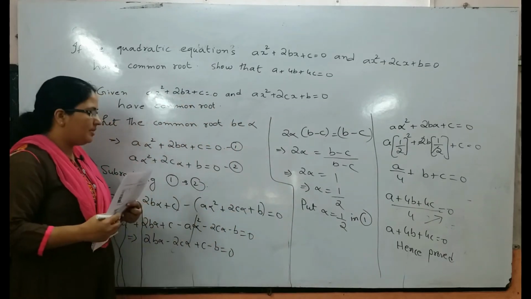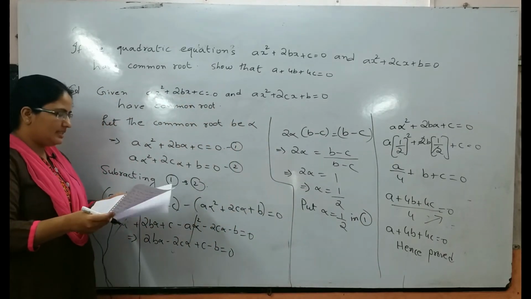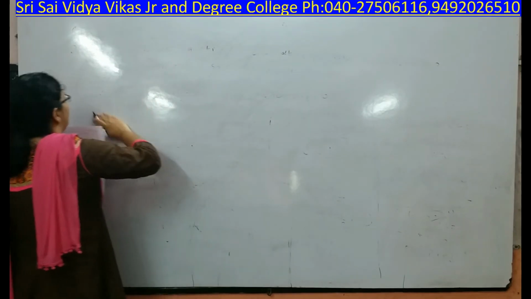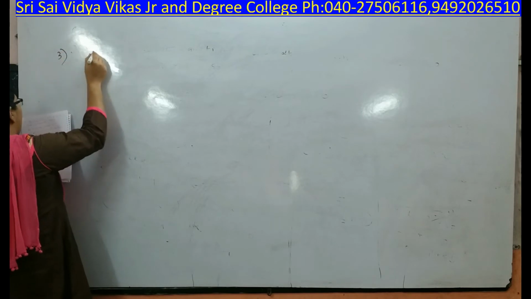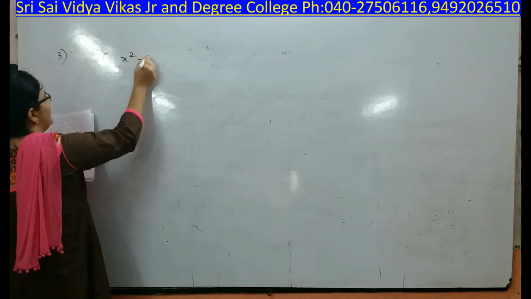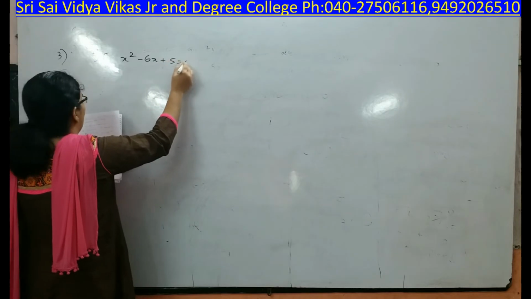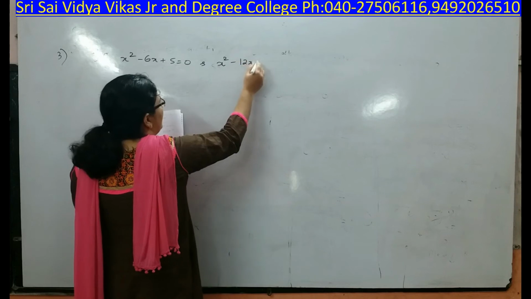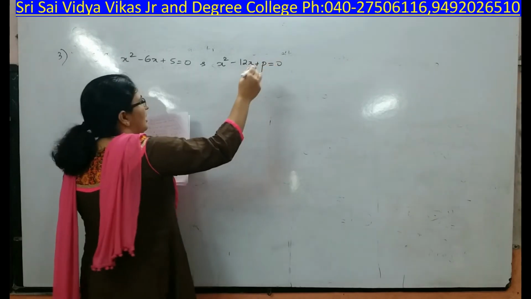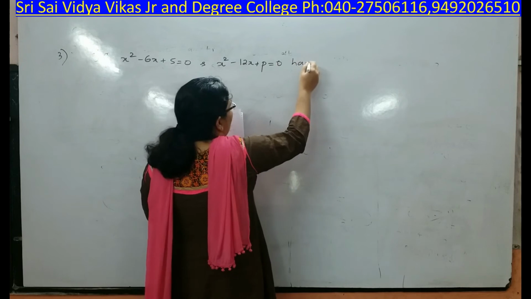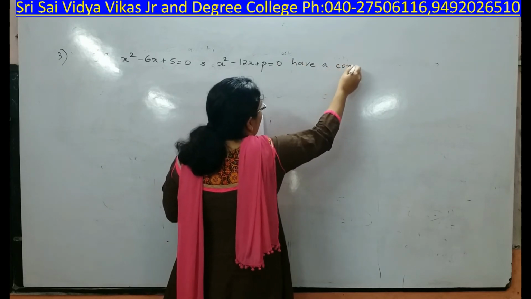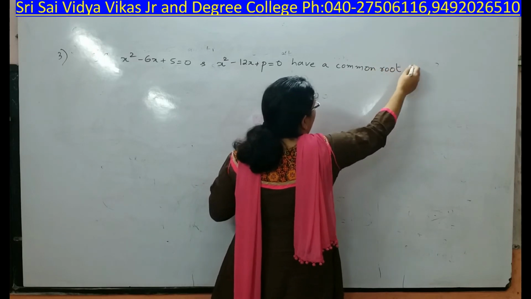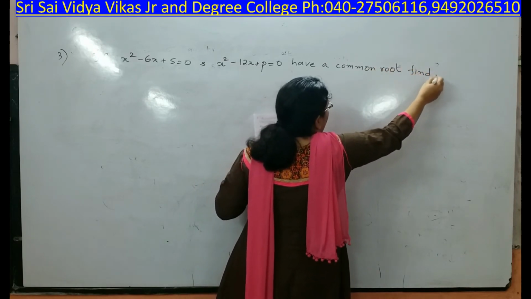That is about this problem. Let us discuss the next problem. This is the third problem of today's class. If x square minus cx plus 5 is equal to 0 and x square minus 12x plus p is equal to 0 have a common root, find p.